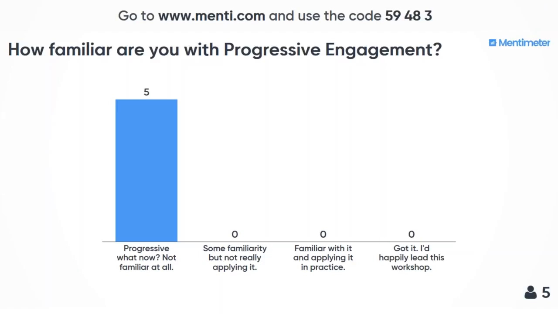Give it one more minute. All right. So we're going to really talk through what this concept means. Good. One person with some familiarity.